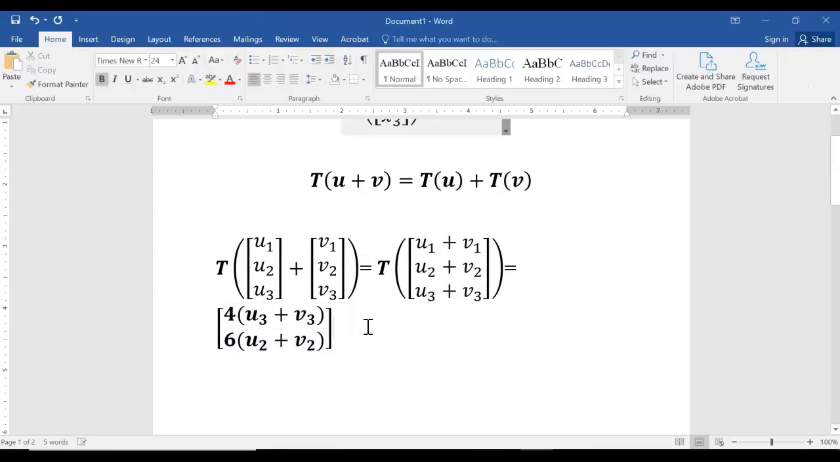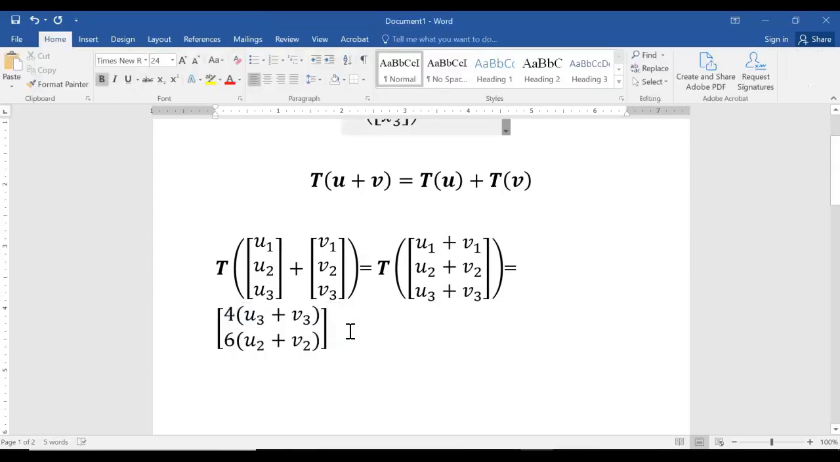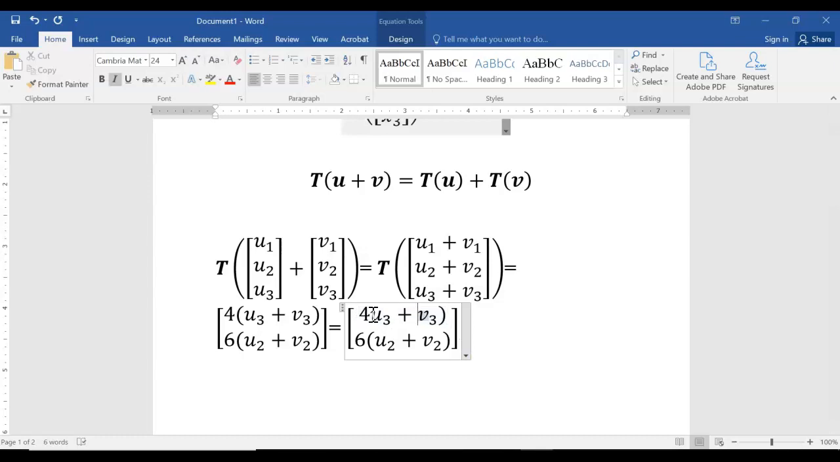Since these are all real numbers, I'm going to unbold them. See if this will do it. And if you wanted to, you can look at what's going to happen. Your final answer when you distribute the 4 is going to be 4 times u3 plus 4 times v3 in the first entry, and then 6 times u2 plus 6 times v2 in the second entry. So that's going to be the outcome.